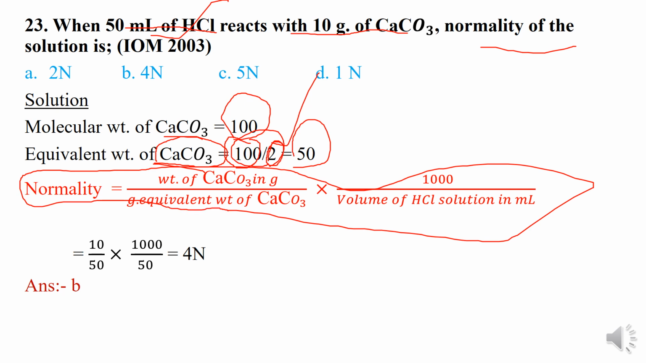Then the answer will be 4 normal. Volume of HCl solution will be 50 ml. Just put these values in the equation and the answer will be obtained automatically. You have to just remember this formula.